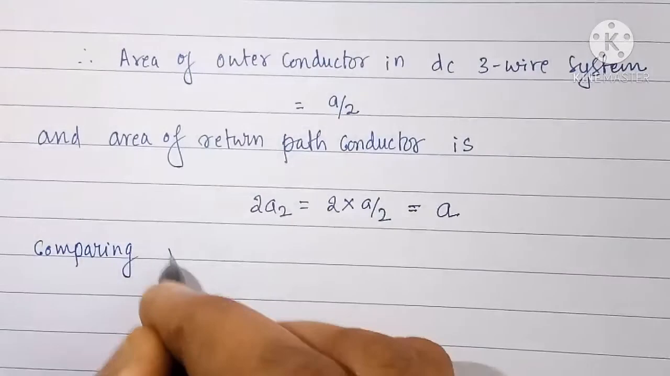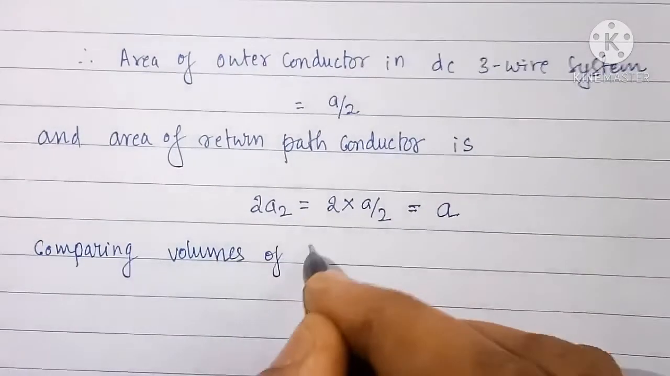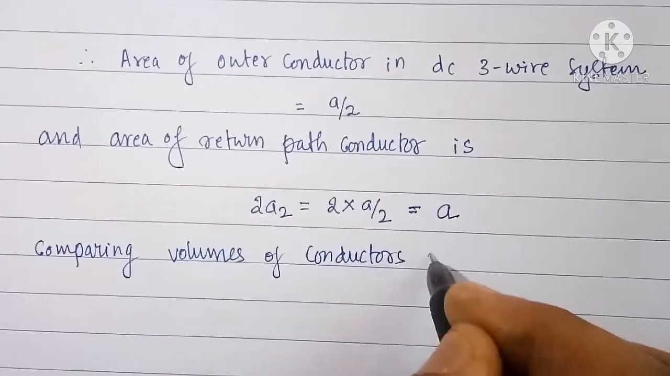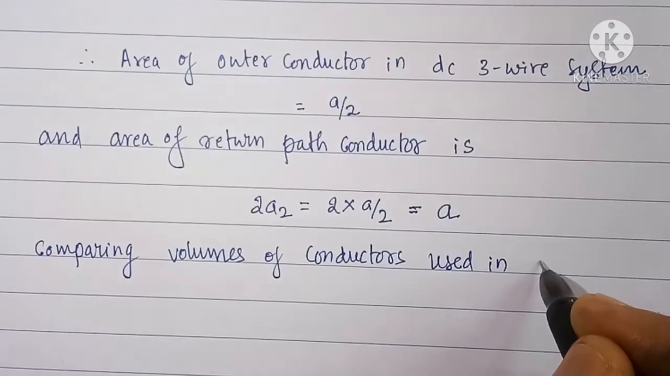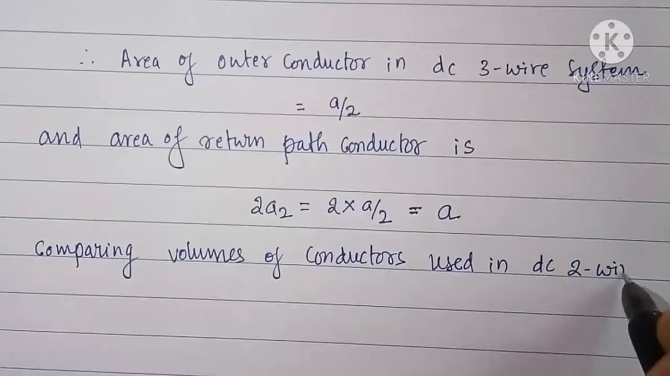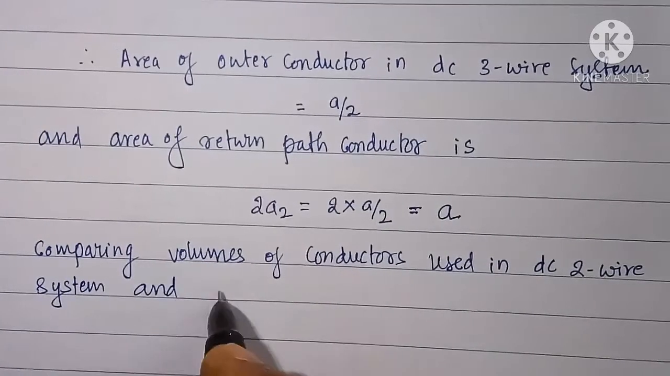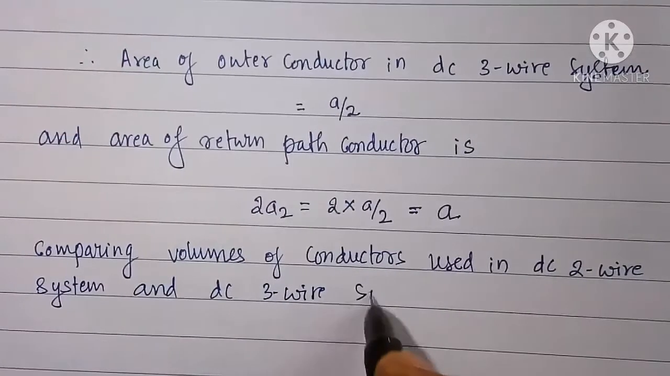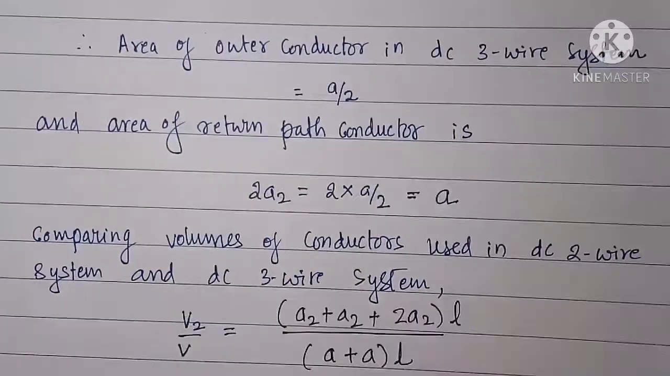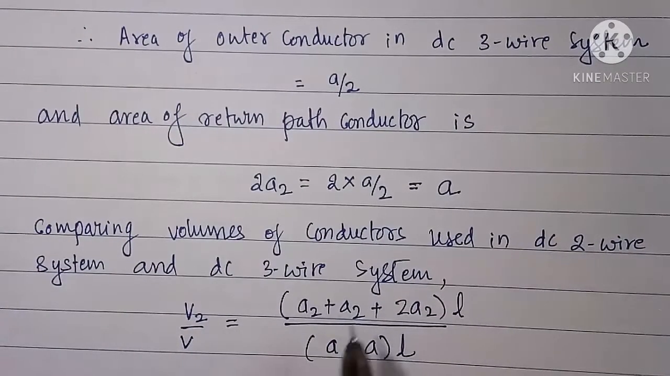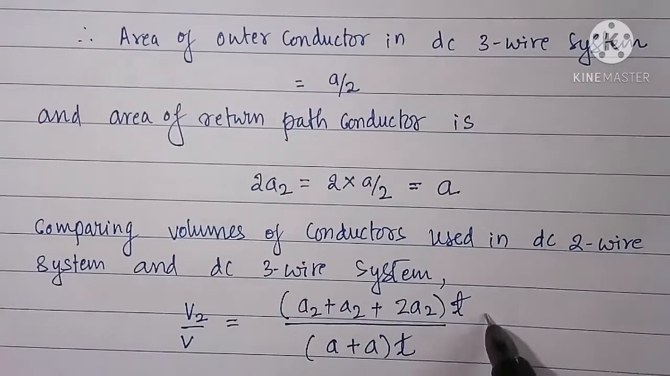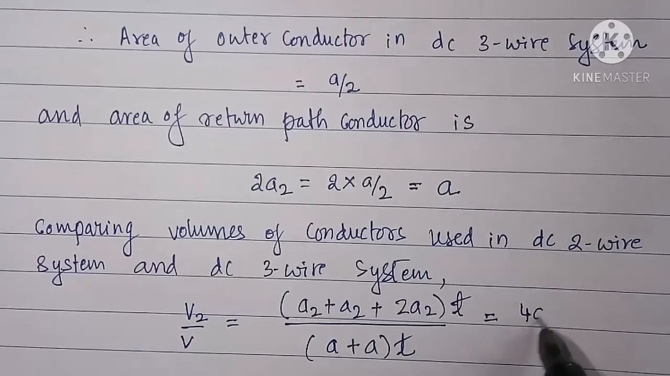Comparing volumes of conductors used in DC 2-wire system and DC 3-wire system, V2 by V is equal to (A2 plus 2 A2) into L divided by (A plus A) into L. Here L and L will cancel. So we will have here 4 A2 upon 2A.